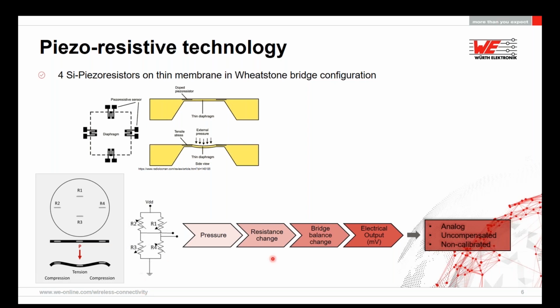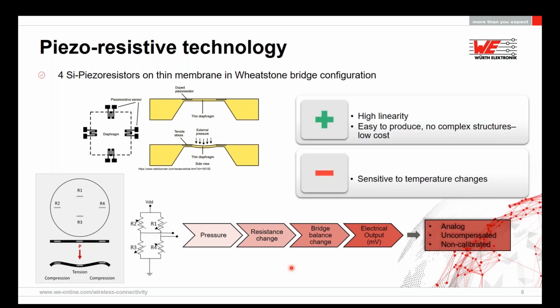Because we don't have any other circuitry alongside, this output is uncompensated and non-calibrated. For further pressure measurement, this output needs to be calibrated for the temperature as well. This piezoresistive technology has high linearity, and also it's easy to produce. The drawback for this technology is that it is sensitive to temperature changes. So in applications where the temperature is changing rapidly, the pressure reading might not be correct.